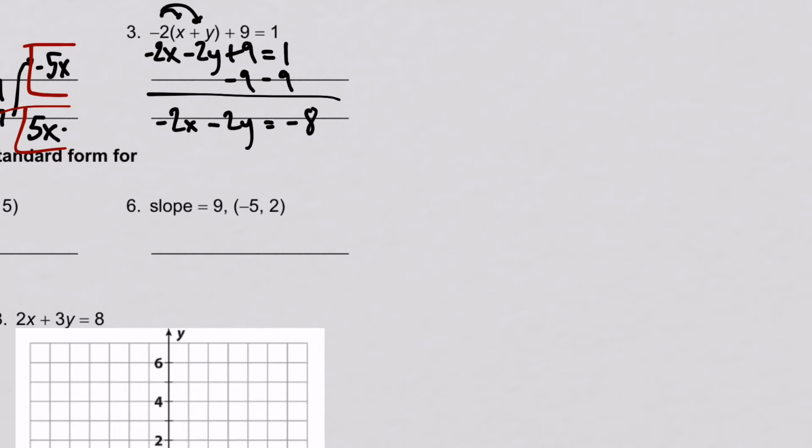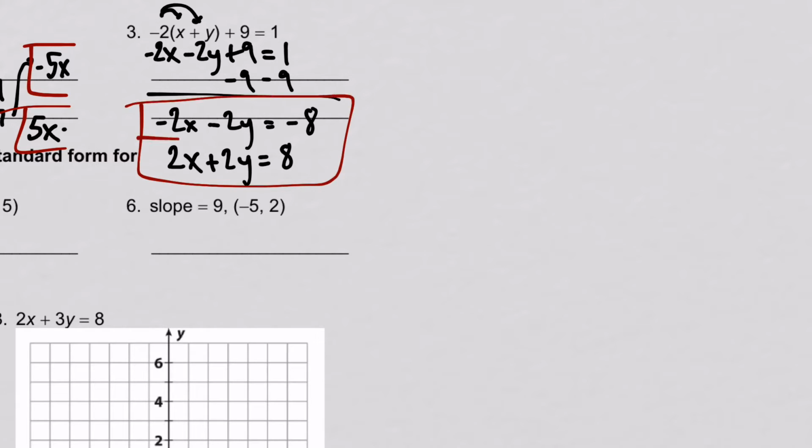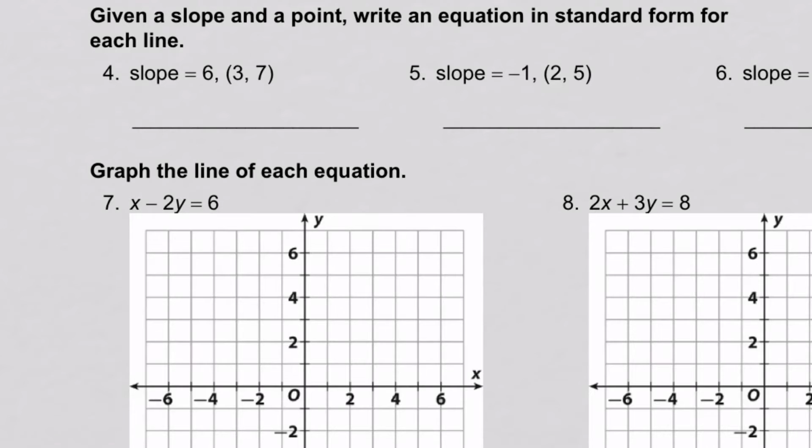Okay, now once again, if I want that first term to be positive, I can do that by multiplying. Really what we're doing is multiplying by negative 1. 2x plus 2y equals 8. And both of those are the exact same function. They are both correct. Okay, number 4, 5, and 6 are the same thing.